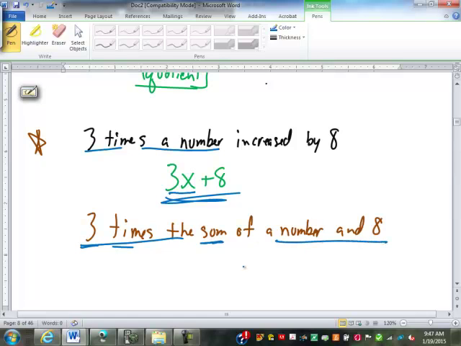So the sum of a number and 8 is x plus 8. That result gets multiplied by 3. So you have to have the parentheses in there. Remember we talked about the order of operations. We have to have the parentheses in there to state that in this case, we add first and then we multiply by 3.